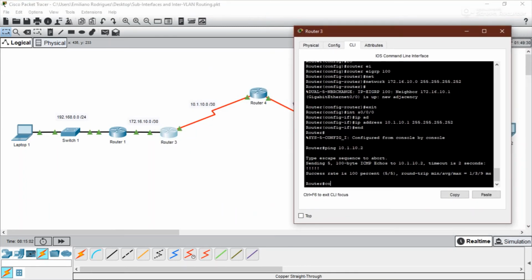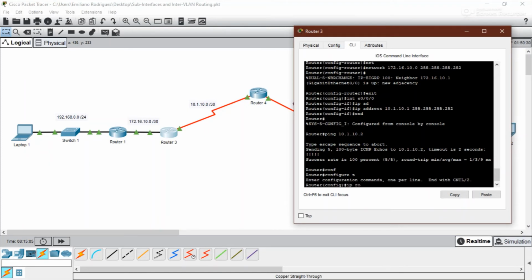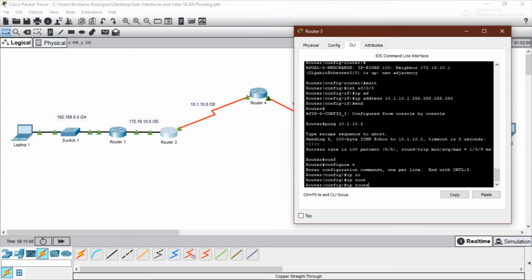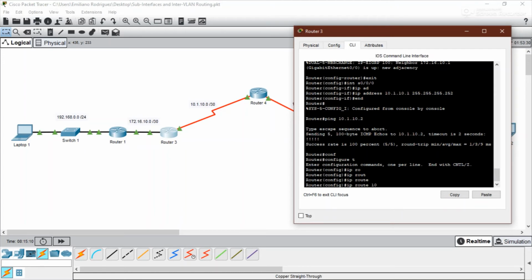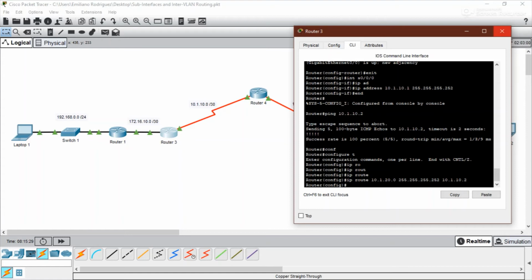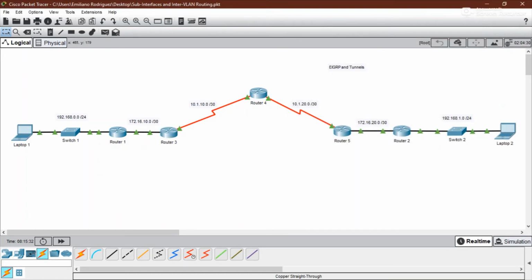On router 3, configure terminal, IP route to 10.1.20.0/30. Next hop will be 10.1.10.2. Router 3 should be able to reach router 5. However, router 5 will not be able to send it back to router 3 because router 5 does not know about router 3.